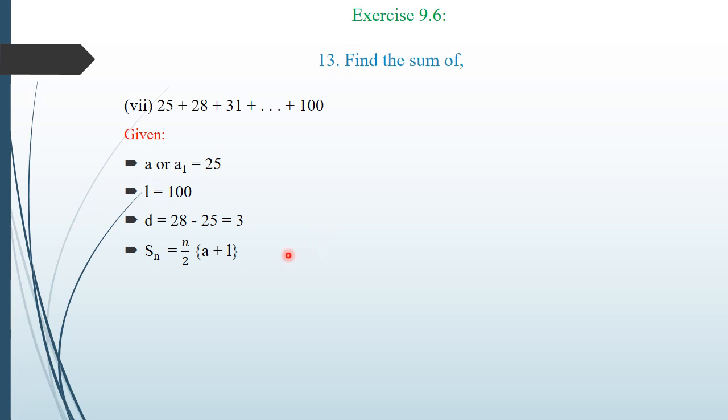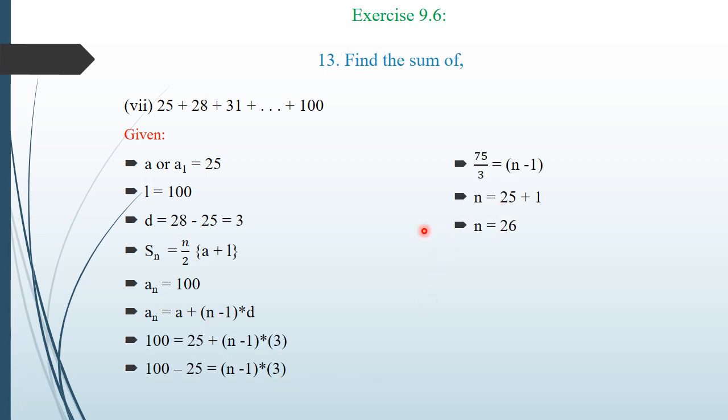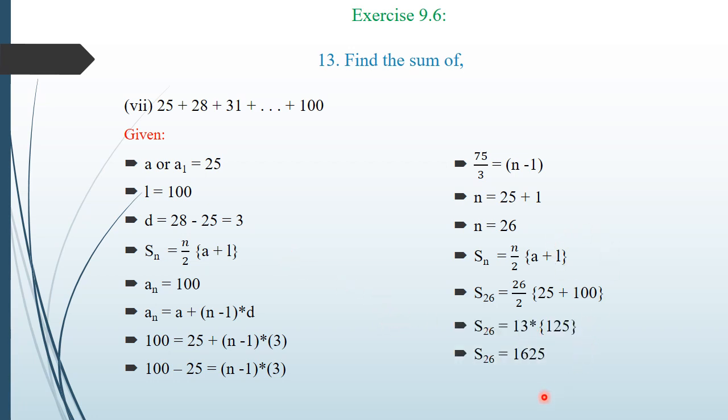And applying the formula Sn equal to n by 2 into a plus L. Now we need to calculate n here, at which location this 100 is present. Therefore, I'll take an as 100 and I'll apply this formula, that is an equal to a plus n minus 1 into d, and I will solve this formula for n. When I do that, I am getting n here as 26, which means the 26th term is 100 in this sequence. Therefore, substituting all the values in the formula Sn equal to n by 2 into a plus L, I will get the answer as S26 is equal to 1625.